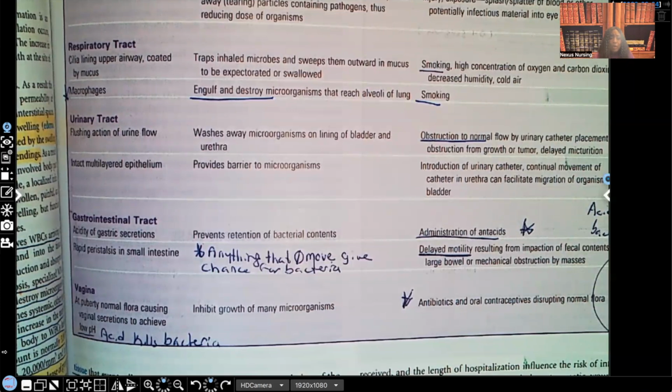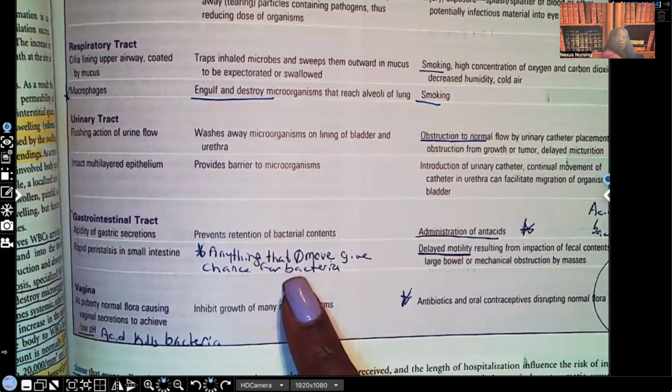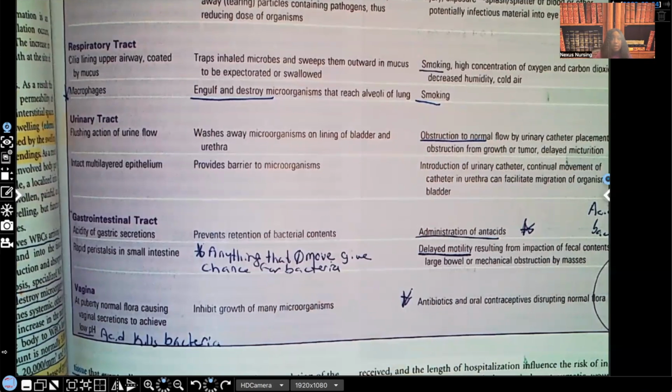What about rapid peristalsis of the intestine? Why is rapid peristalsis of the intestine a good thing? Because anything, any microorganisms, any fluid, anything that just sits still, it's a great environment, a great medium for bacteria to grow. Look what I wrote here. Anything that does not move, you're giving it a chance for bacteria to grow. So when there's rapid peristalsis, even if there was bacteria, it doesn't even have a chance to grow. It's going right through the GI tract, and the patient has a bowel movement and out it goes, right? It doesn't have a chance to sit there and fester and grow.